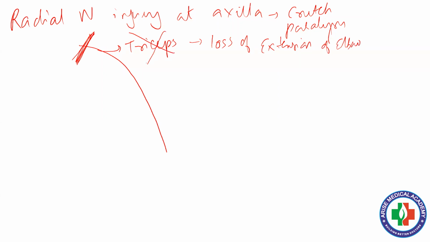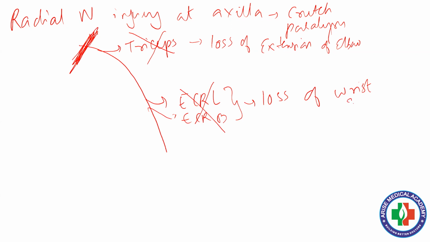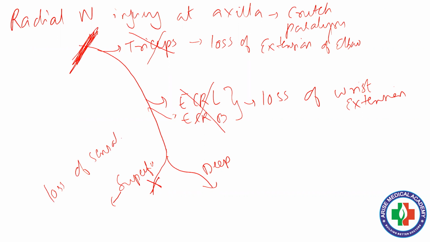Triceps is not working. So when the injury is at the axilla, even extensor carpi radialis longus and extensor carpi radialis brevis are not working. So there will be loss of wrist extension. The superficial branch and the deep branch will also not be working because the damage is much higher above. When the superficial branch is not working, there is loss of sensation on the dorsum of the hand and the dorsum of 3.5 digits.